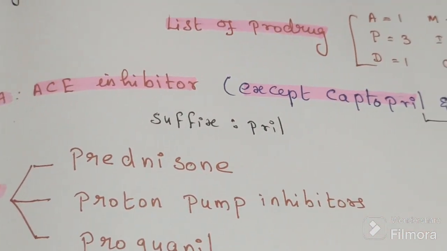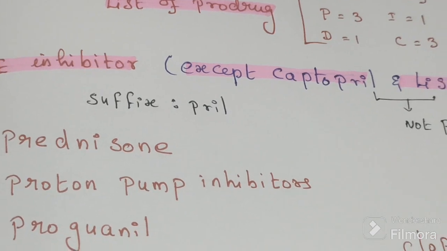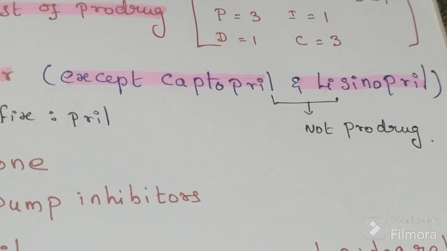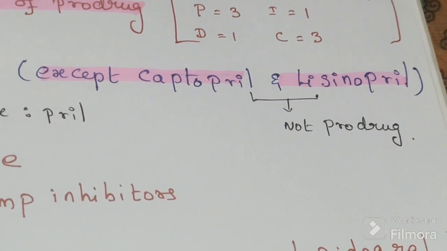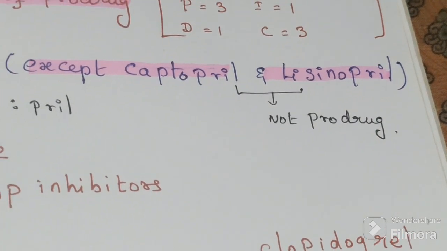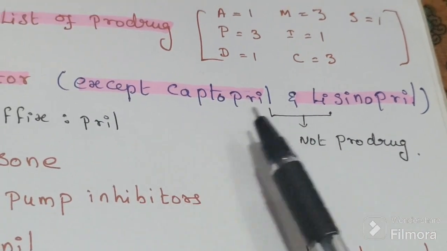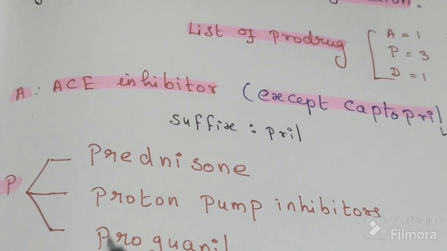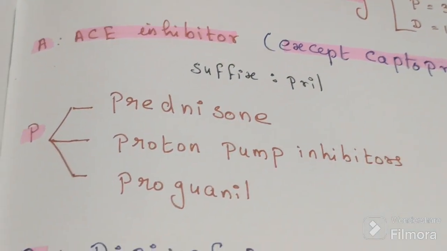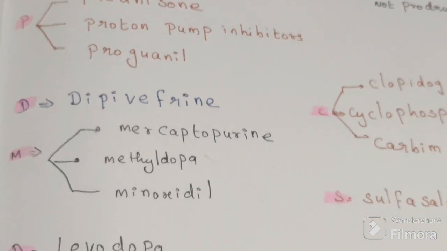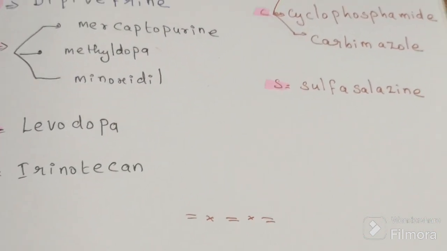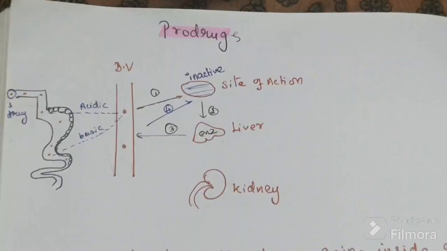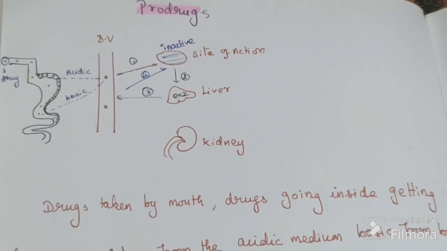So ACE inhibitors with suffix pril, except captopril and lisinopril, which are not prodrugs. Remaining all with the suffix pril come under ACE inhibitors. These are the example drugs of prodrugs.